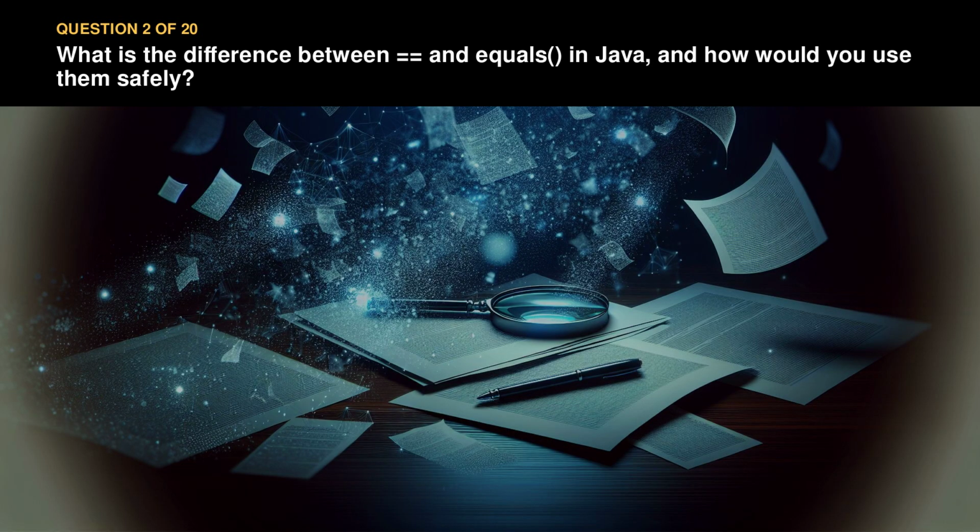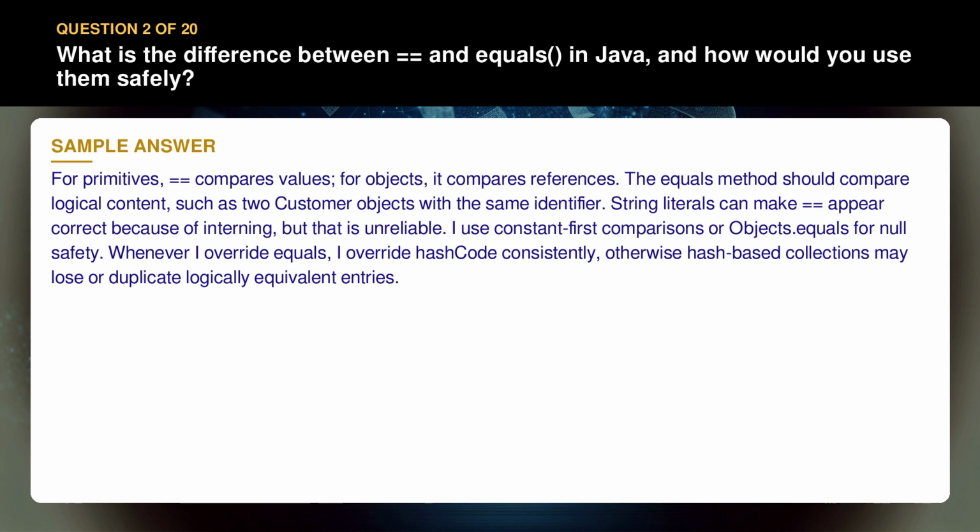Question 2. What is the difference between == and equals in Java, and how would you use them safely? For primitives, == compares values. For objects, it compares references. The equals method should compare logical content, such as two customer objects with the same identifier. String literals can make == appear correct because of interning, but that is unreliable. I use constant-first comparisons or Objects.equals for null safety.